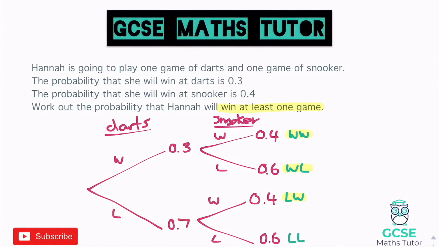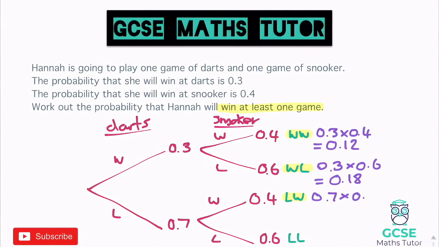So for the first one there, let's have a look, and I'm going to have three branches here, so I don't want to squiggle all over it. But if we go the win-win, we've got 0.3 multiplied by 0.4, and that is 0.12. We've got 0.3 times 0.6 for the one below. And there we go, 0.3 times 0.6 is 0.18. And then the one below that, 0.7 times 0.4, which gives us 0.28. Now there are our three different probabilities, 0.12, 0.18 and 0.28.